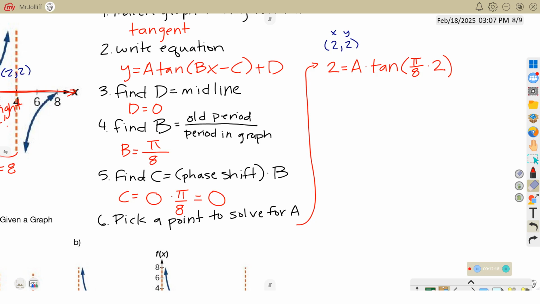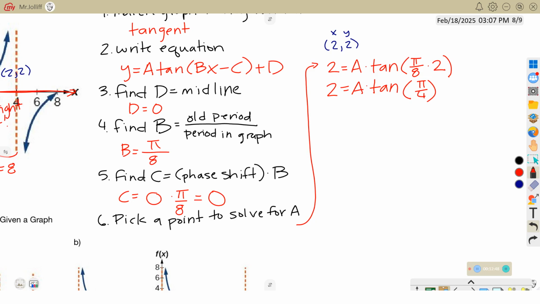Now it's an algebra question. My calculator can figure out what that tangent function is. It's going to give me a number. I just got to solve for A. So we're going to simplify. We're going to get this thing by itself. It already is. We're going to figure out what the tangent is, divide it out. I'm going to do some simplification first, because I know that pi over 8 times 2 is just pi over 4.